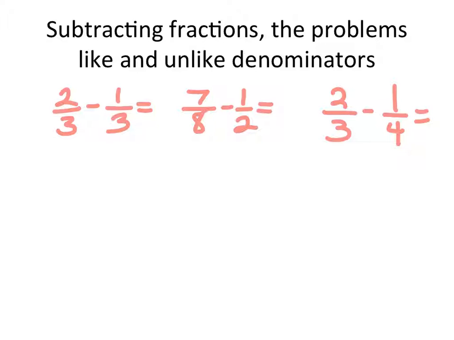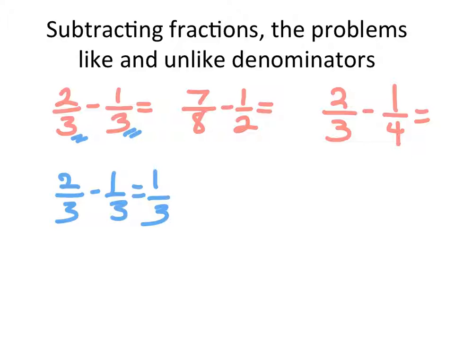In this first problem, our bottom numbers are already the same. Our denominators are the same, which means our pieces are the same size. So we can just subtract how many we have. If we have 2 of something and we take away 1, we have 1 left. 2/3 minus 1/3 is 1/3.